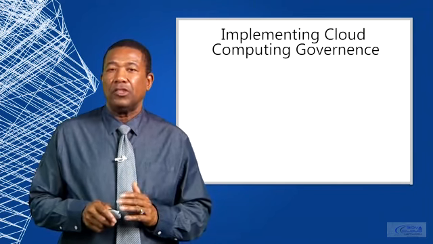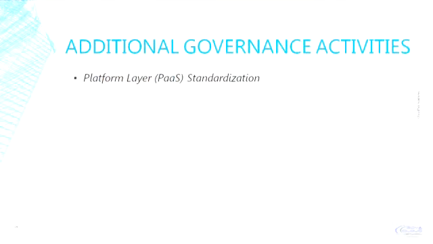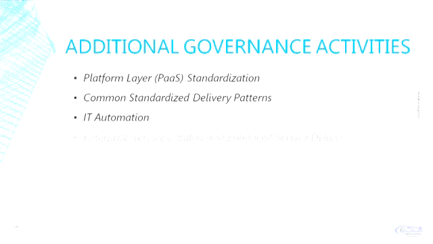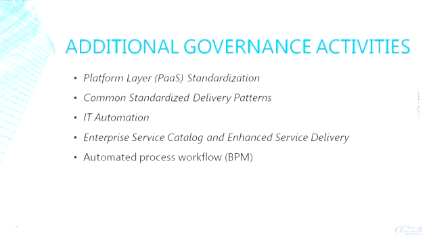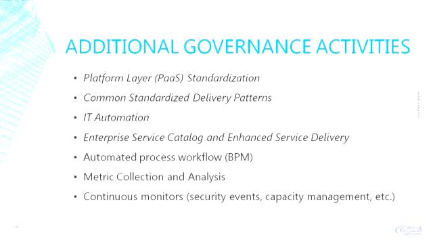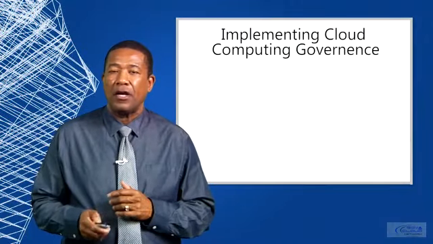Other governance activities you should consider include platform layer standardization, common standardized delivery patterns, IT automation, an enterprise service catalog and enhanced service delivery, automated process workflow for all of your business processes, the collection of metrics and the analysis of those metrics, continuous monitoring of all major events, including security and capacity management events, and the commodity purchasing and unified capabilities across your entire enterprise.